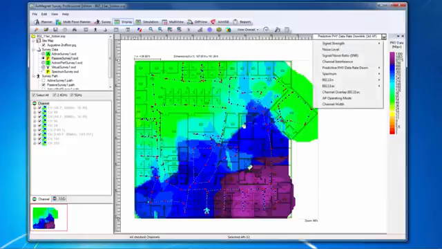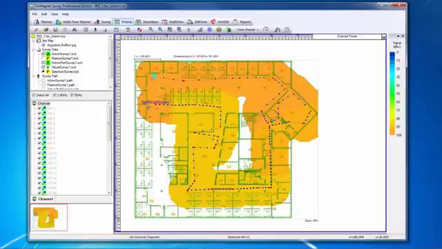The spectrum heat maps are only available if you have done a survey using the Spectrum XT adapter. The first spectrum heat map is the channel power heat map. It shows the overall channel power throughout the site as measured by the Spectrum XT adapter. This is overall RF power, not a specific noise level.